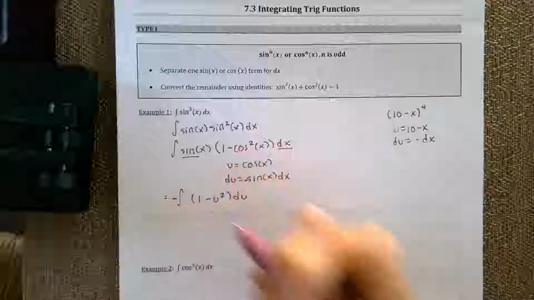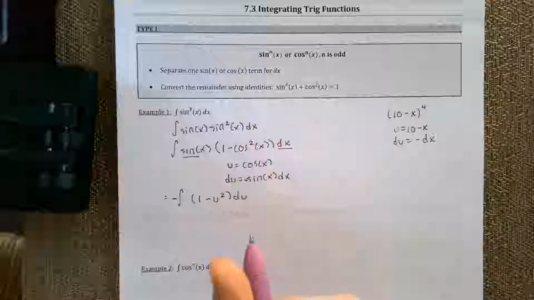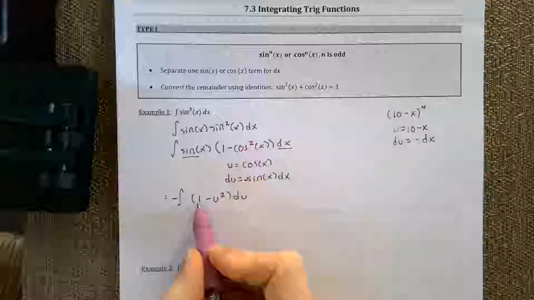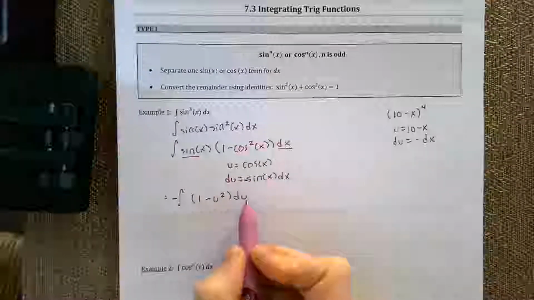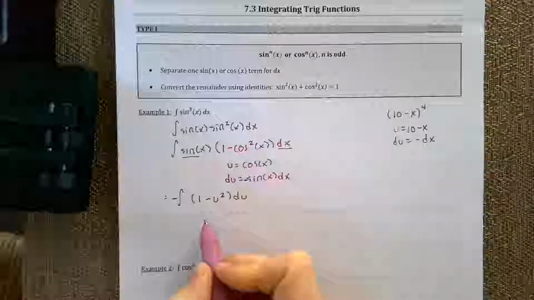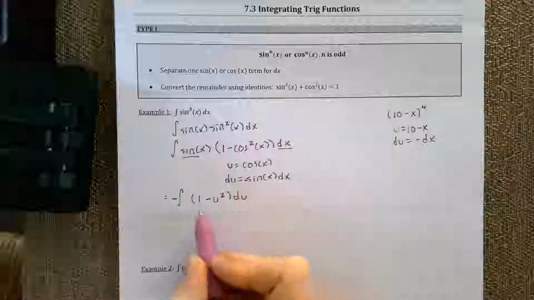All right, so you can distribute the negative if you would like, but I want to point out one important thing, the most common mistake I see. A lot of people will integrate this and they will integrate 1 forgetting that we're integrating with respect to u. So instead of writing u, they'll write x minus u cubed over 3.